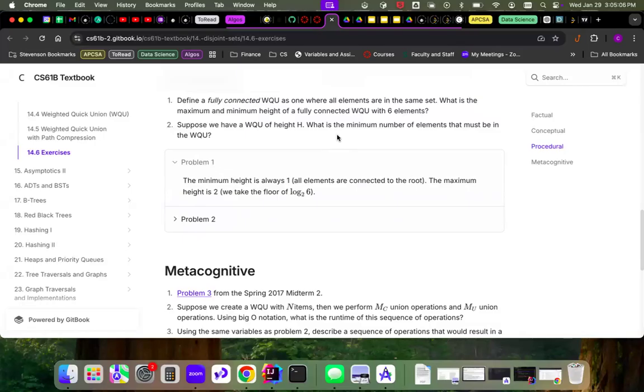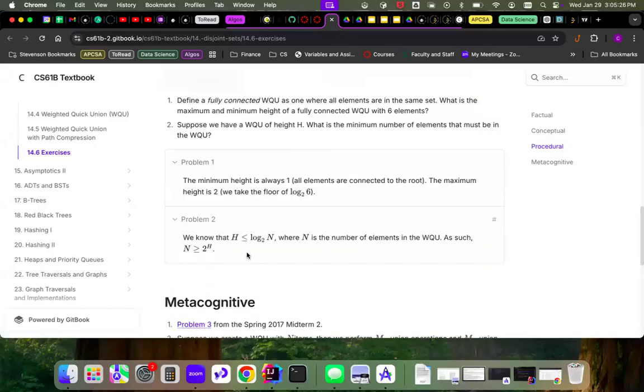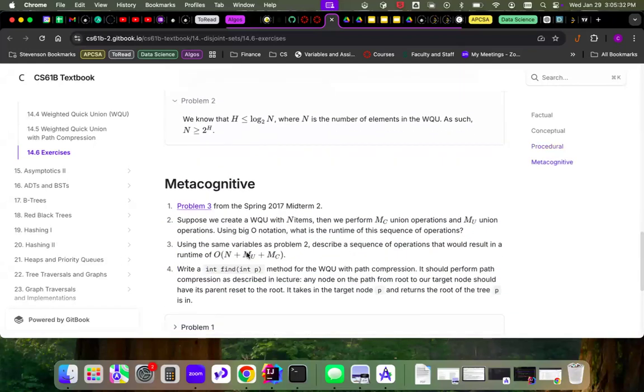So suppose we have this thing. What was the height of that thing? 2. So it's 2 to the 2. Wait, 2 to the 6 is 64. Yeah, but it's not 2 to the 6, it's 2 to the height, not n. Right, you said h. See? N will be greater than or equal to 2 to the h. Woo-hoo.